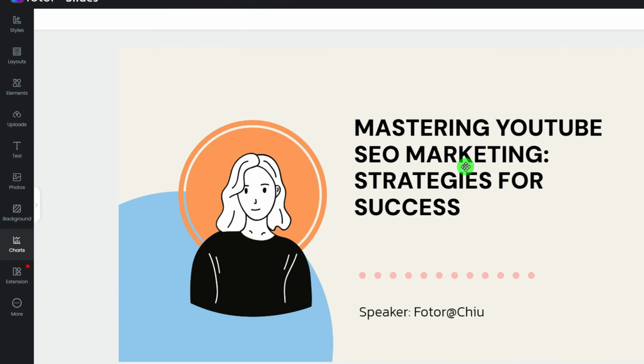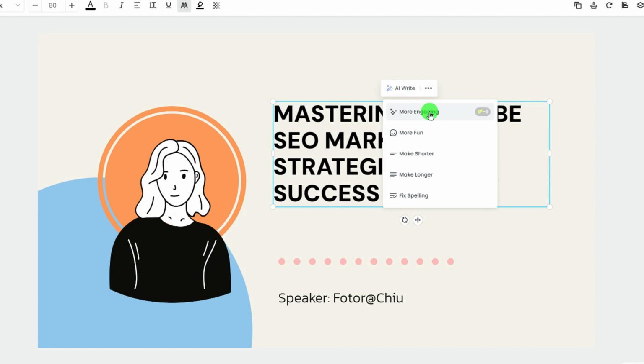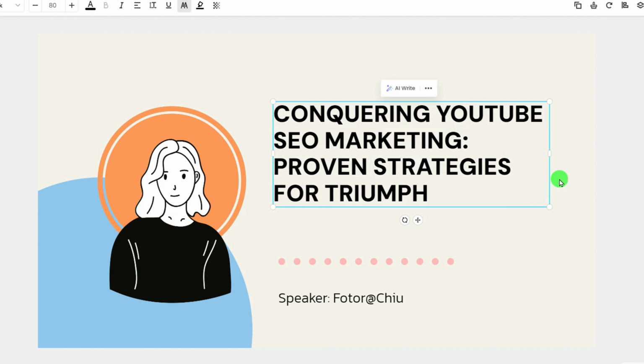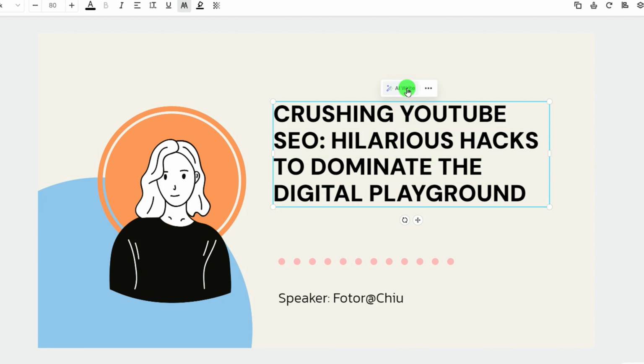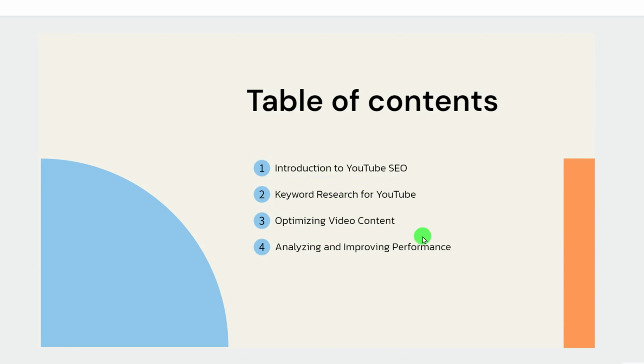Now let's see how the built-in AI can further help with your presentation. Let's start with the title. If it feels too basic, just double-click it and you'll see an AI Write option. Click it and you can ask the AI to make the title more engaging, like this, or more fun, like this. If it's too long, you can ask AI to shorten it too. You can also click any text box and change its layout as you like.